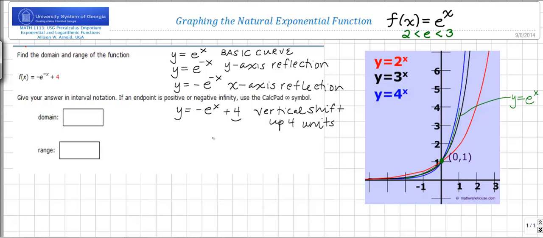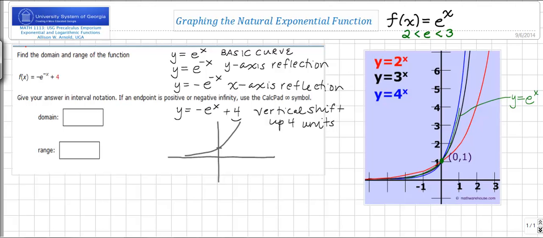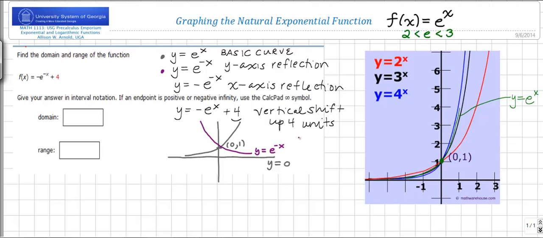Okay, so let's take a look at the graph. If I do a rough sketch of the basic graph, passing through the point 0, 1, having horizontal asymptote y equals 0, and that's your basic guy. Then the graph of y equals e to the minus x would be the y-axis reflection of y equals e to the x.